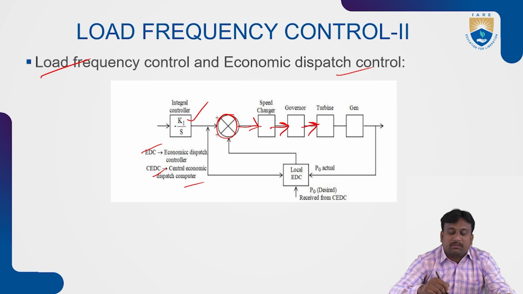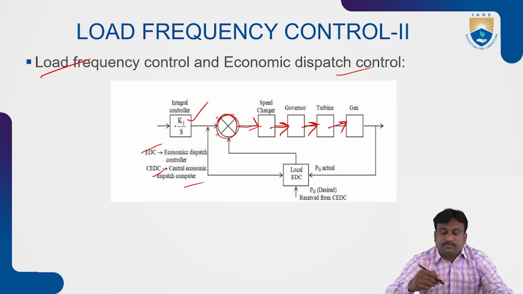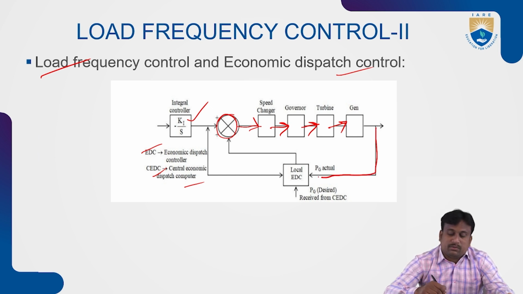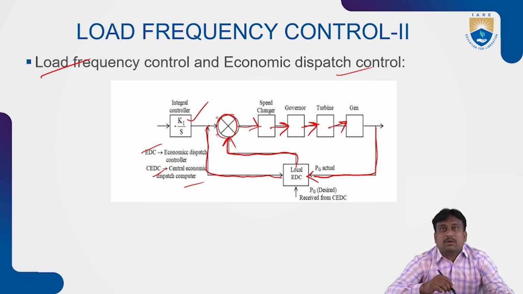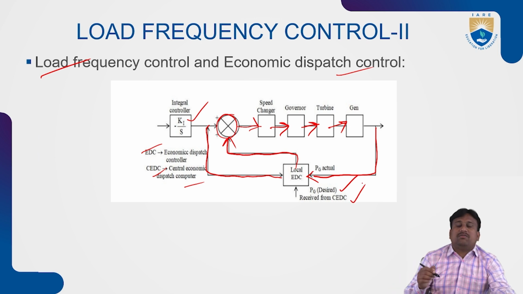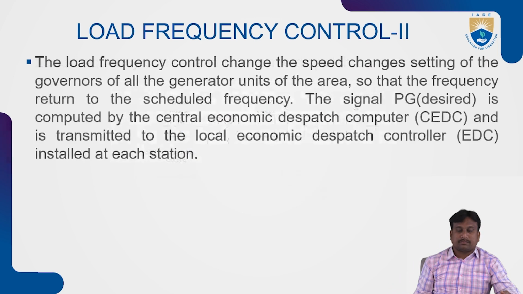This governor mechanism is connected over the turbine. Finally, it is connecting to the generator excitation system. The path is fed back to the local EDC, that is the economic dispatch controller. So any error produced will be nullified here in the control block, and this path of response is connecting to the integral controller. That means the desired power is achieved from the desired value received from the CEDC.